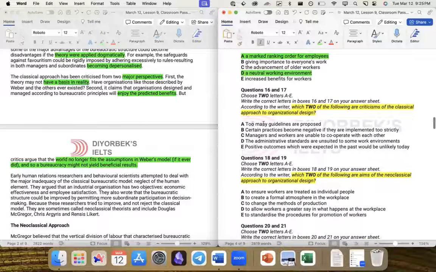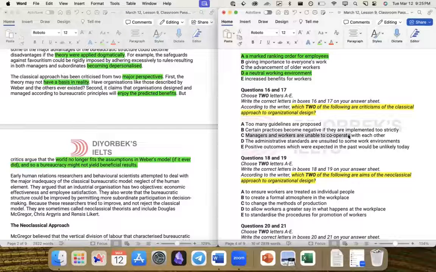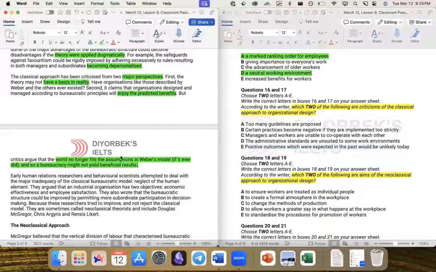So, let's go. Too many guidelines are proposed. Certain practices become negative if they are implied too strictly. I think that's true, right? Managers and workers are unable to cooperate. The administrative standards are unsuited to most work environments. Positive outcomes which we expect in the past would be unlikely today. Yes, mana bu javob aniq to'g'ri. Mana bu javob aytyapti. Critics argue the world no longer fits the assumptions and bureaucracy might not yield beneficial results. Hozirgi kunda o'sha resultlarni bermaydi deyapti.